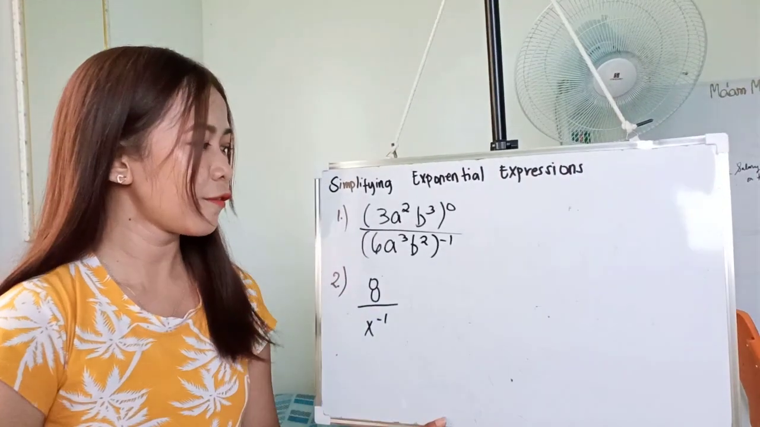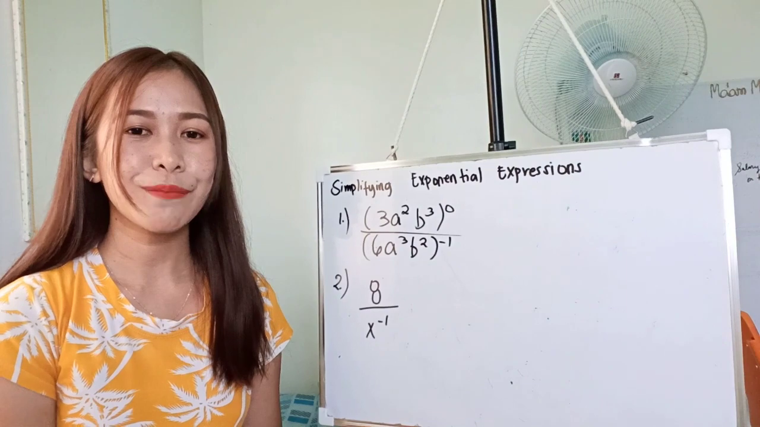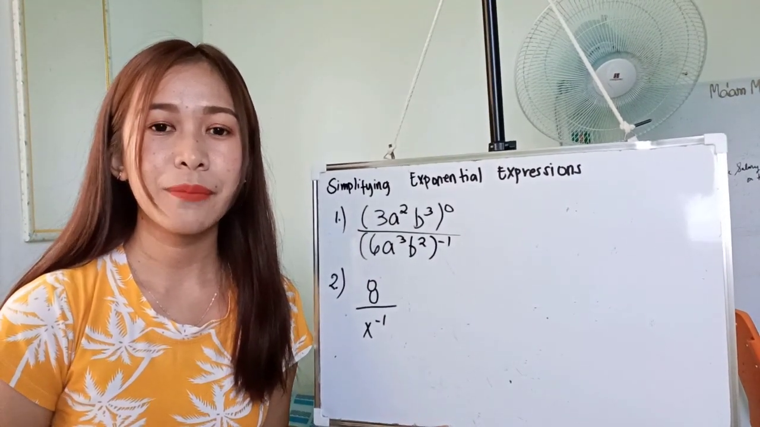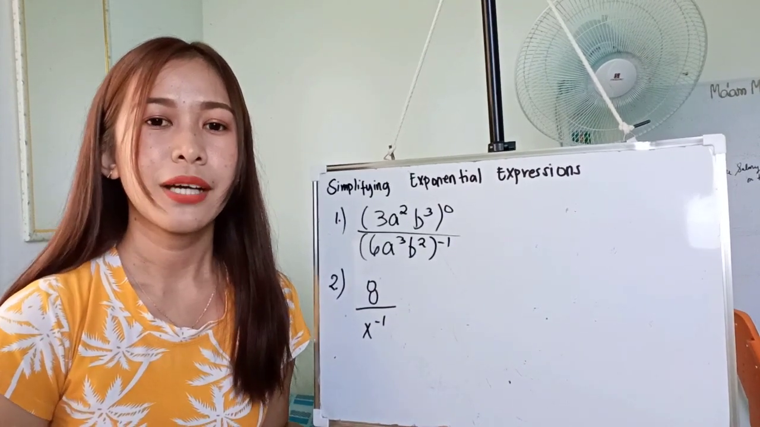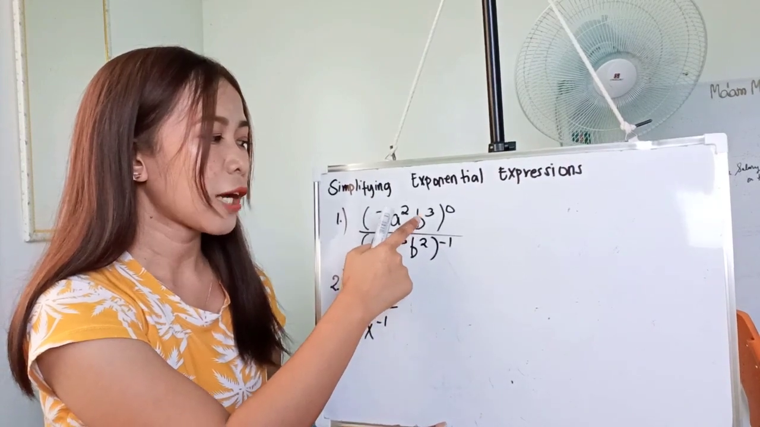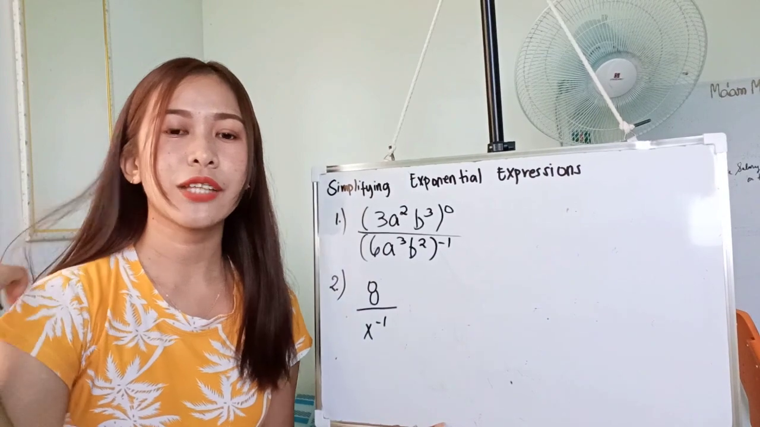Okay? So, we have here our number 1. And kapag ganito yung situation, mga bunso, huwag kayong matakot. Madali lang to, okay? And ituturo ko siya sa inyo process by process or step by step para hindi kayo malito or hindi kayo maiwan. Okay? So, we have here (3a^2b)(b^3)^0 over (6a^3b^2)^-1.